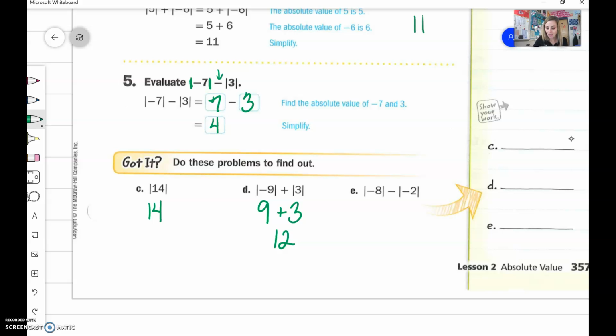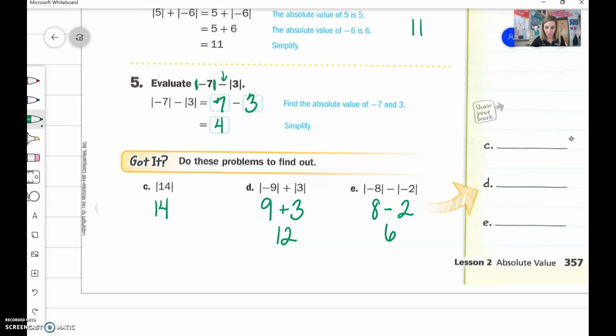Okay, so the absolute value of negative 8. How far is negative 8 from 0 on the number line? How many units? 8. Minus the absolute value of negative 2. How far away is negative 2 from 0? 2. 8 minus 2 is 6. Okay, turn to the next page. We are going to keep practicing.